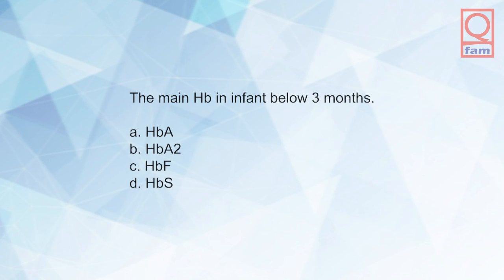The main hemoglobin in an infant below 3 months. A. Hemoglobin A. B. Hemoglobin A2. C. Hemoglobin F. D. Hemoglobin S.